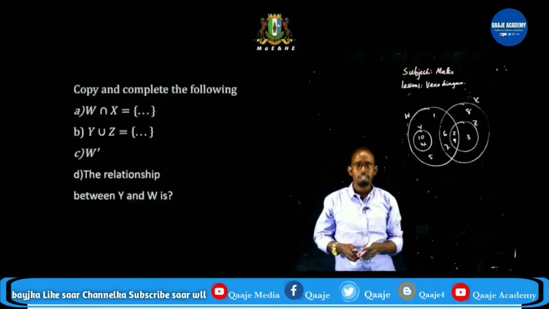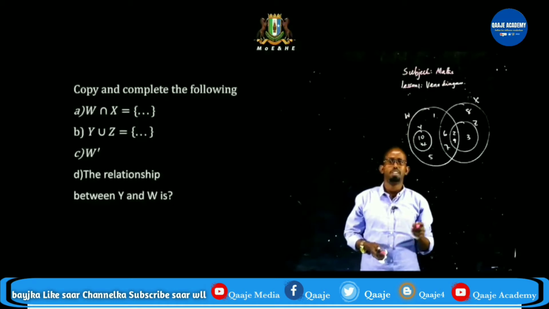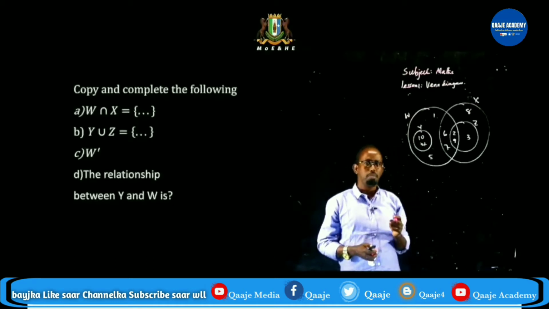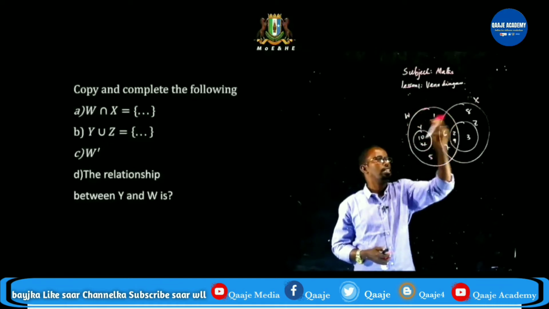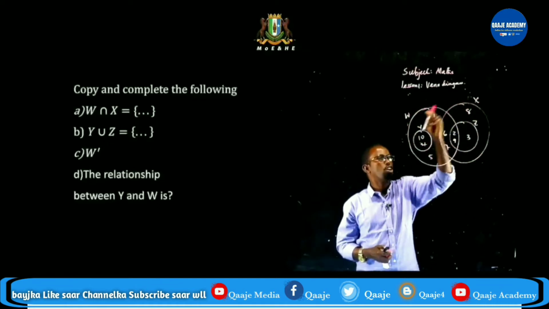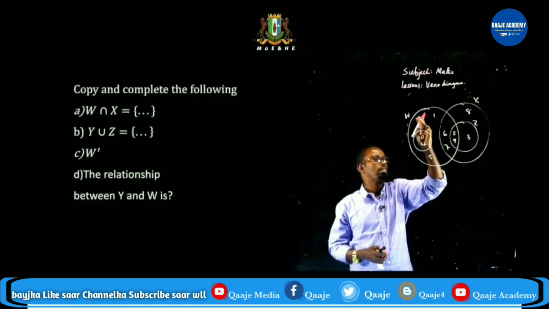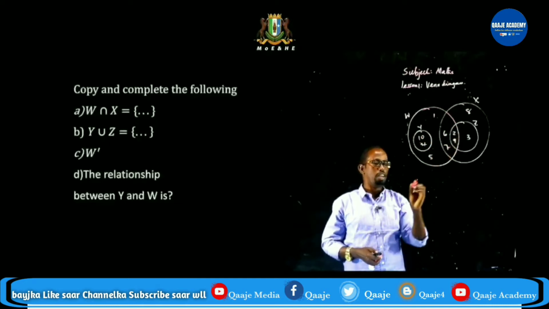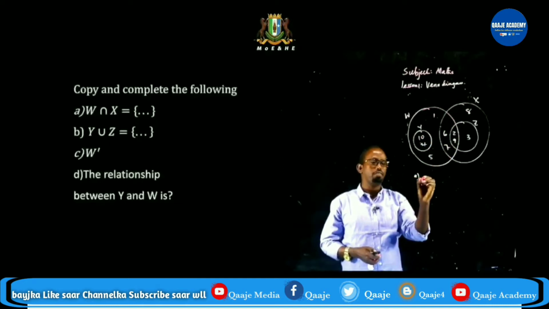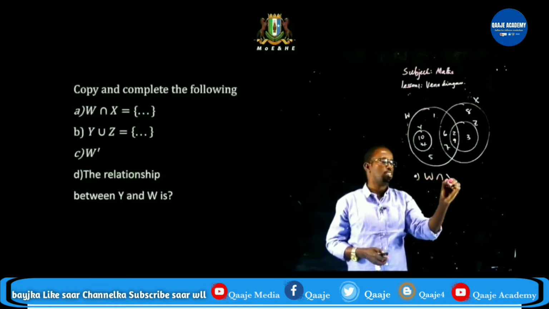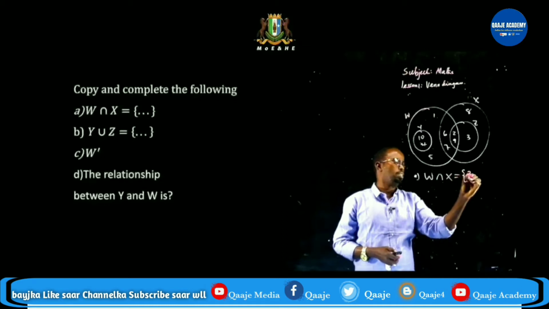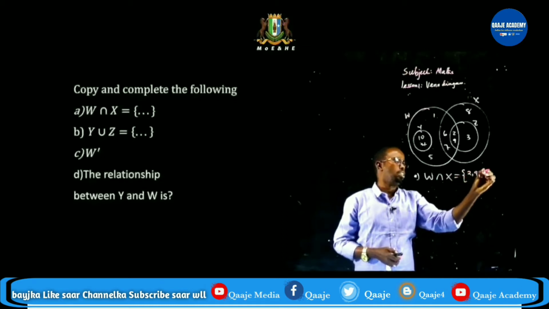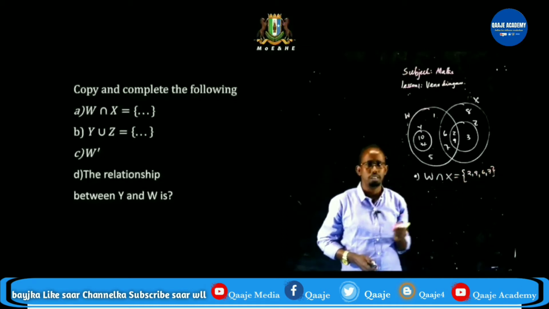Now question number 1 reads, copy and complete the following. W intersection X. That is the overlap between these two sets. That is W and X. So the overlap will be, we have W intersection X: 2, 9, 6, 7. The order of writing the elements is not important.